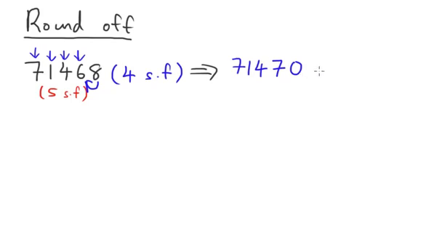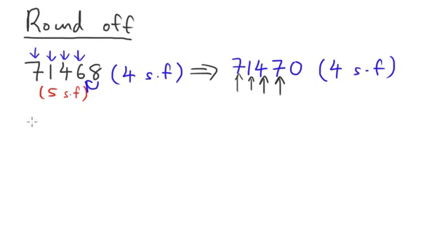So we have 71,470. From here we have 4 significant figures, because the 0 at the right hand side of the non-zero digit in the whole number is not significant. Therefore we have 1, 2, 3, 4 significant figures.